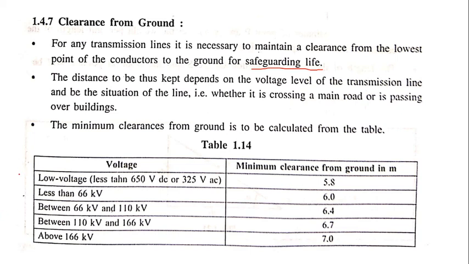Over here we have the voltage values. For voltage up to 650 V to 33 kV we can use 5.8, less than 66 kV we can use 6, between 66 and 110 kV we can use 6.4, that is in meters. And above 110 kV we can use 7 meters. This is the minimum clearance. Remember that this is not the maximum value, this is the minimum, and we need to keep it anyhow.